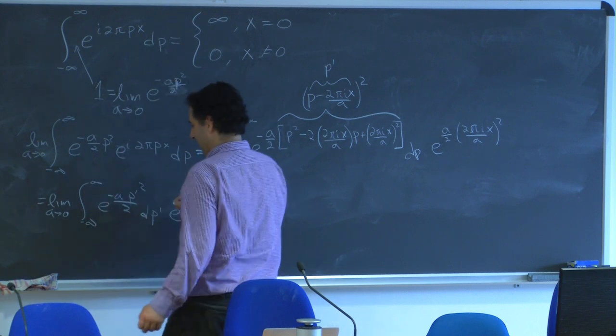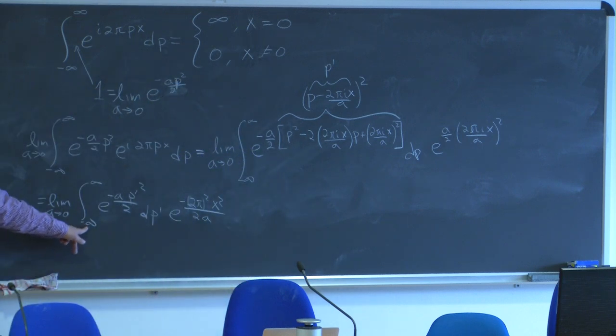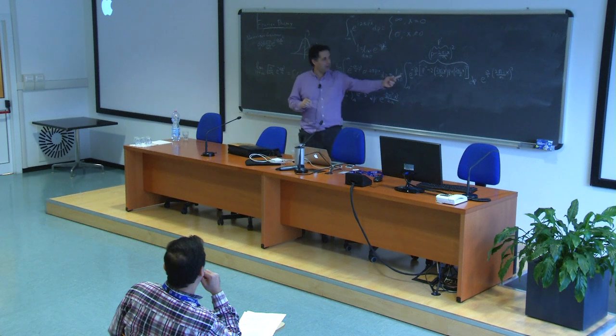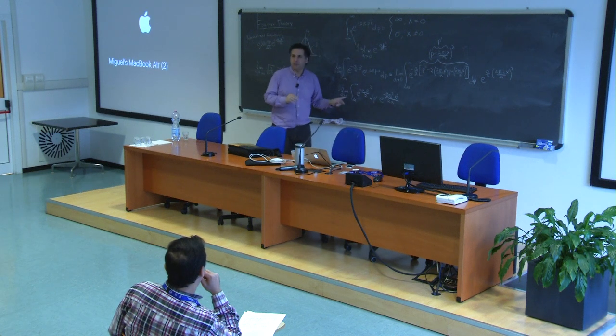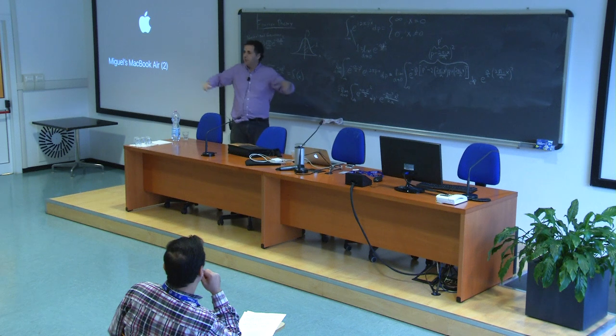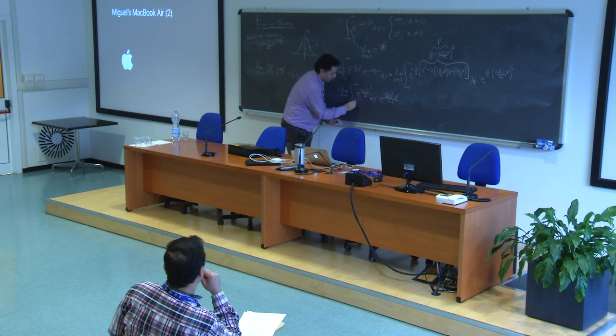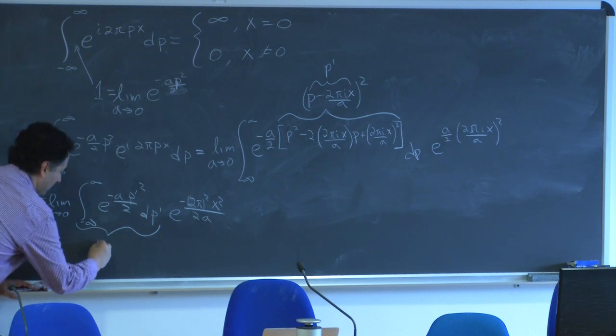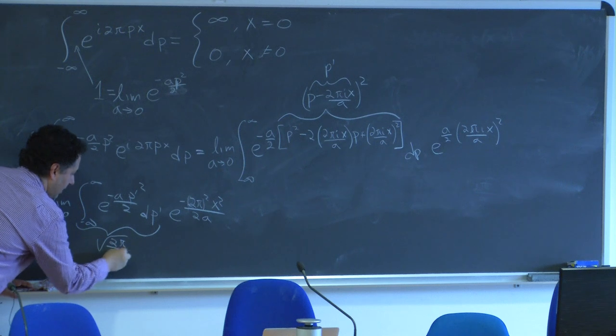Okay. No one's nervous about this step here? You should, but you shouldn't. Because really, I changed the variable, and this is really minus infinity plus some imaginary thing, and this is infinity plus some imaginary thing. But because that imaginary thing is finite, it doesn't matter. This thing goes to zero. And what is this equal to? We should know that by now. Two pi divided by a.